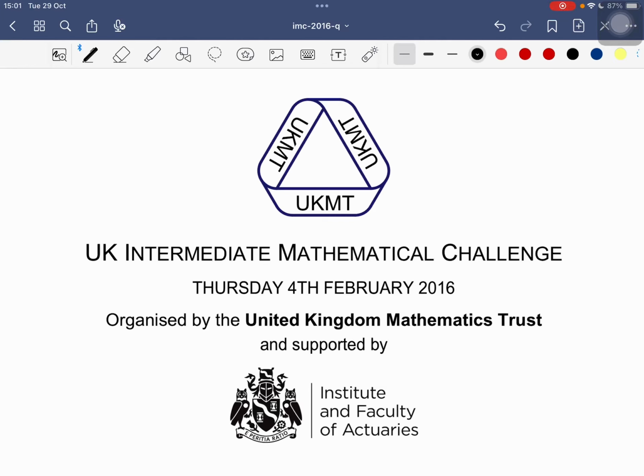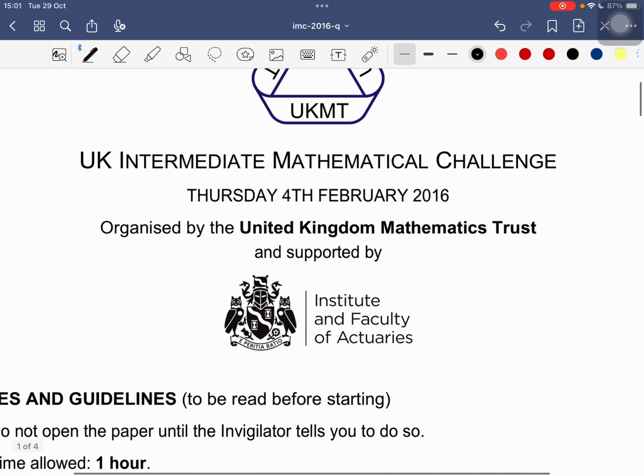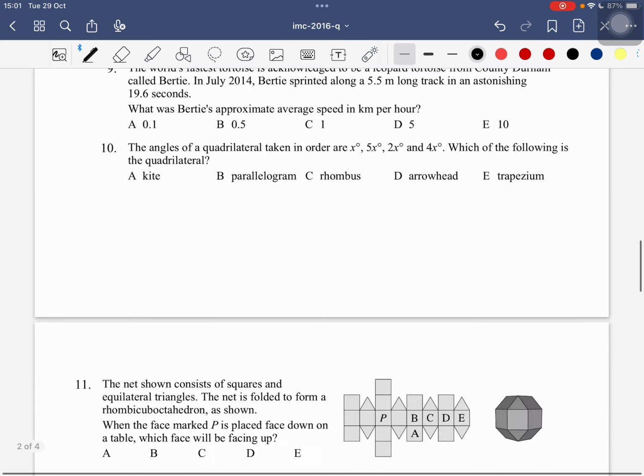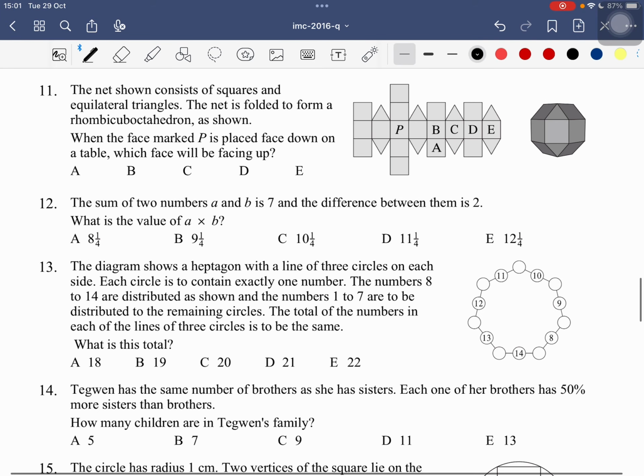UKMT IMC 2016. Let's start from number 11. So number 11, this net, okay, so this is the solid and this is the net. A rhombicuboctahedron. Face marked P is placed face down on a table, which face will be facing up? So it is asking about what is the opposite of P.